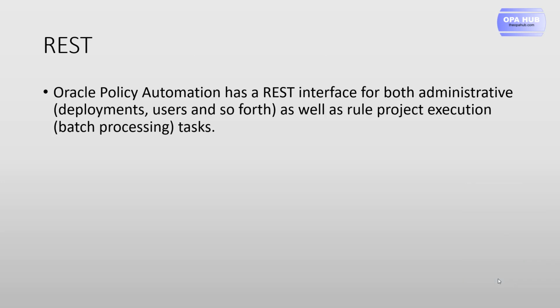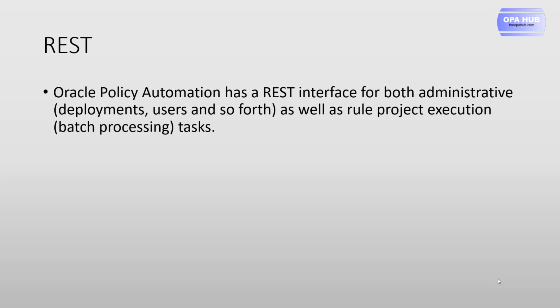The final example is REST, which obviously is slightly different. So there are two basic things you can do with REST in OPA. You can do typical administrative tasks like looking at and working with deployments, users, permissions, and so on. And you also have a batch processing engine, which allows you to load up batch data in JSON and then push it into a batch processing engine, which is very high performance, and get back your data. Your goals, if you will.